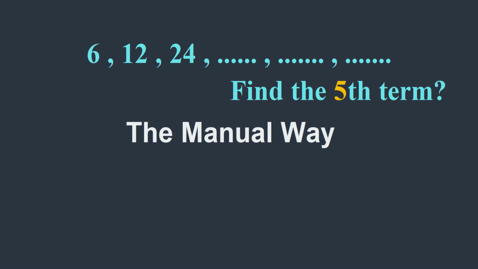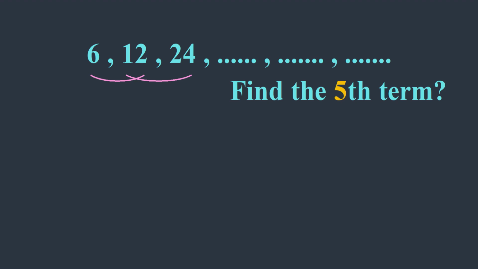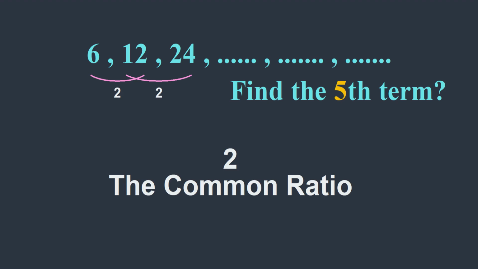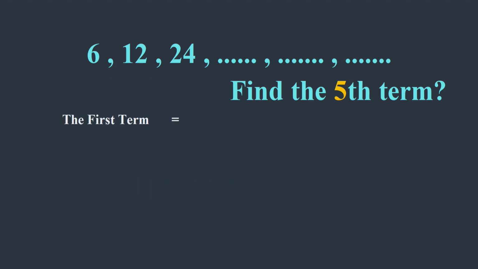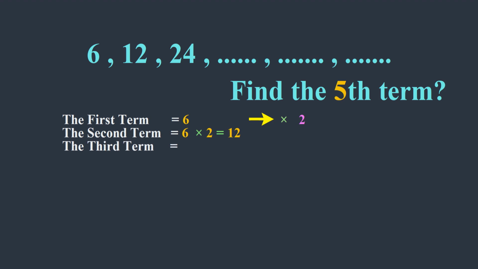As you can see, we found that each term is multiplied by 2. This 2 is what we call our common ratio. Since the first term is 6, we can get the second term by multiplying the first term by 2. And the second term is 6 times 2, which equals 12. And the third term is 12 times 2, which equals 24.